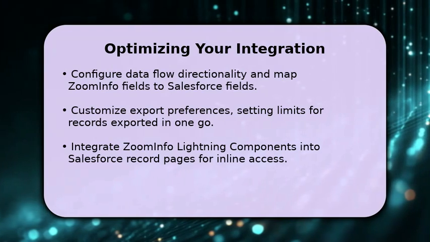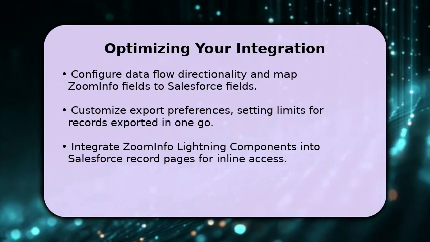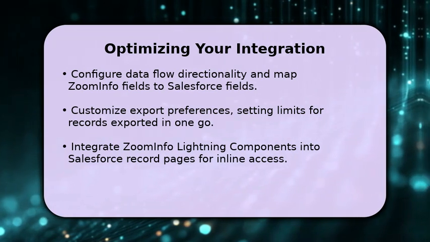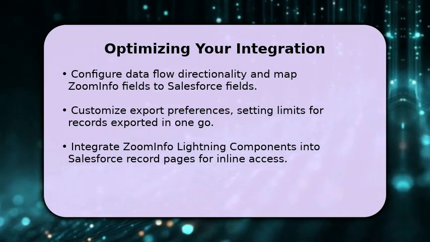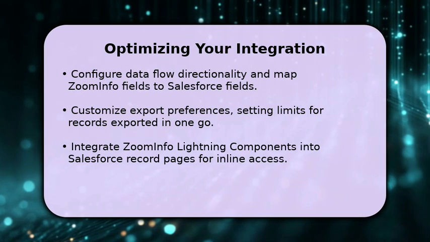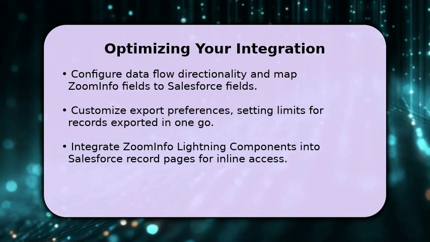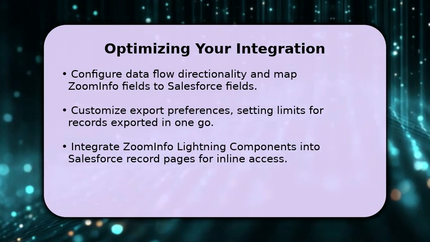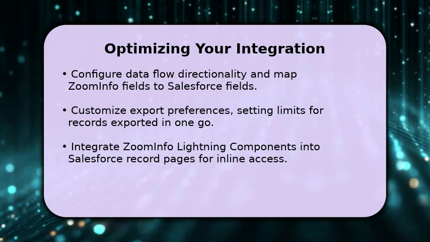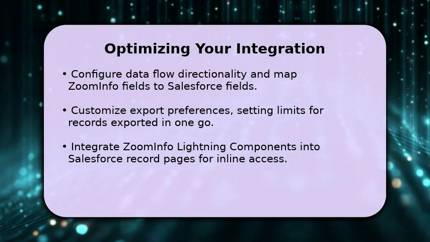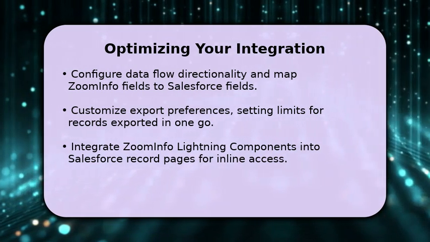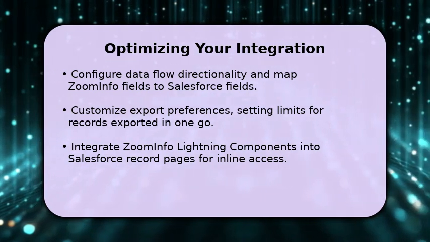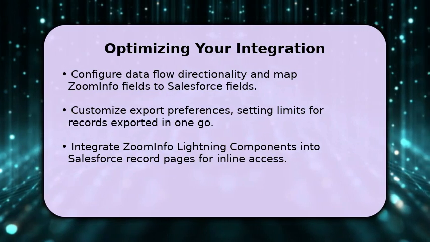To truly optimize your integration, configure the data flow directionality and carefully map ZoomInfo fields to their corresponding Salesforce fields. You can also customize export preferences, setting a maximum number of records, up to 100,000, that your team can export at once. For seamless access, integrate ZoomInfo Lightning components directly into your Salesforce record pages. Remember to regularly review and adjust these settings to ensure they continue to meet your business needs.